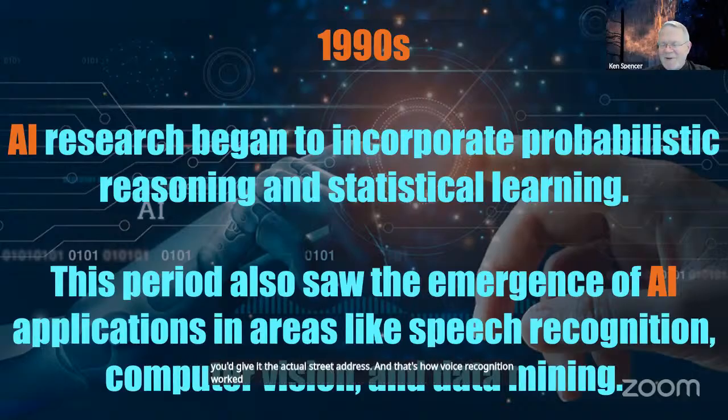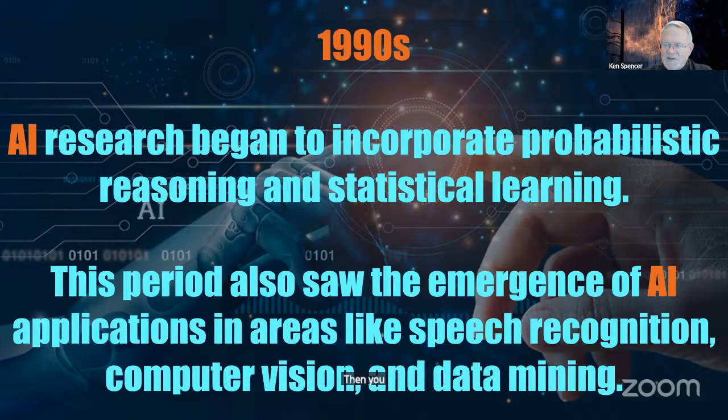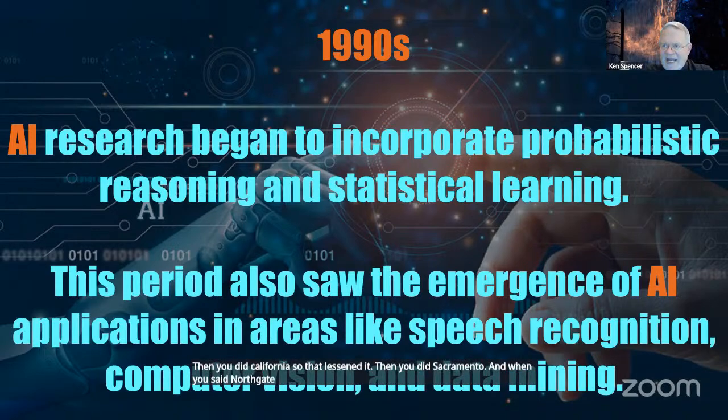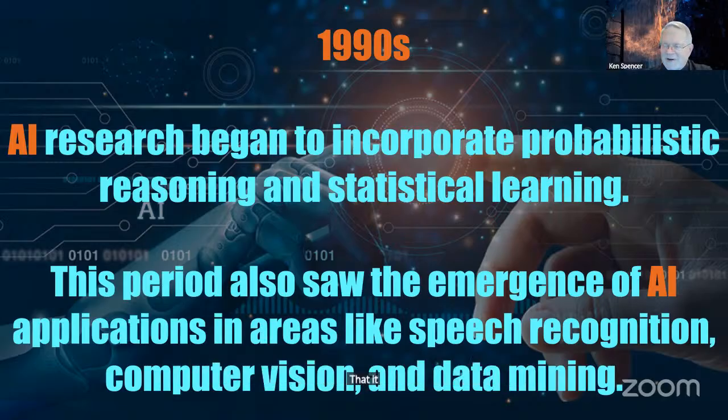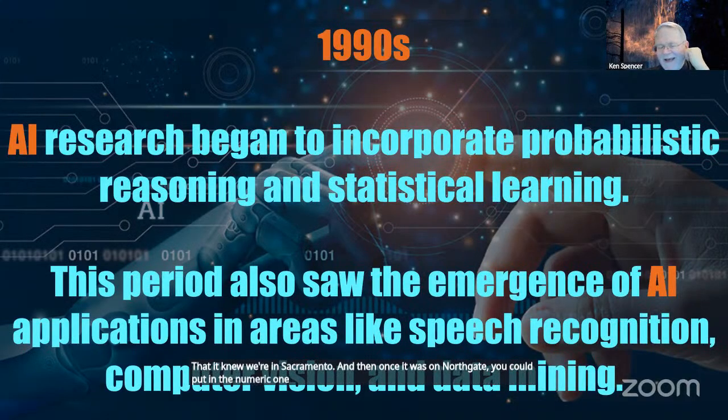If you think about it, you've got the US database map, then you did California, which lessened it, then you did Sacramento. When you said Northgate, it only had to look in the streets that it knew were in Sacramento. And once it was on Northgate, you could put in the numeric one. When we think back to that, 35 years ago, it was so rudimentary.